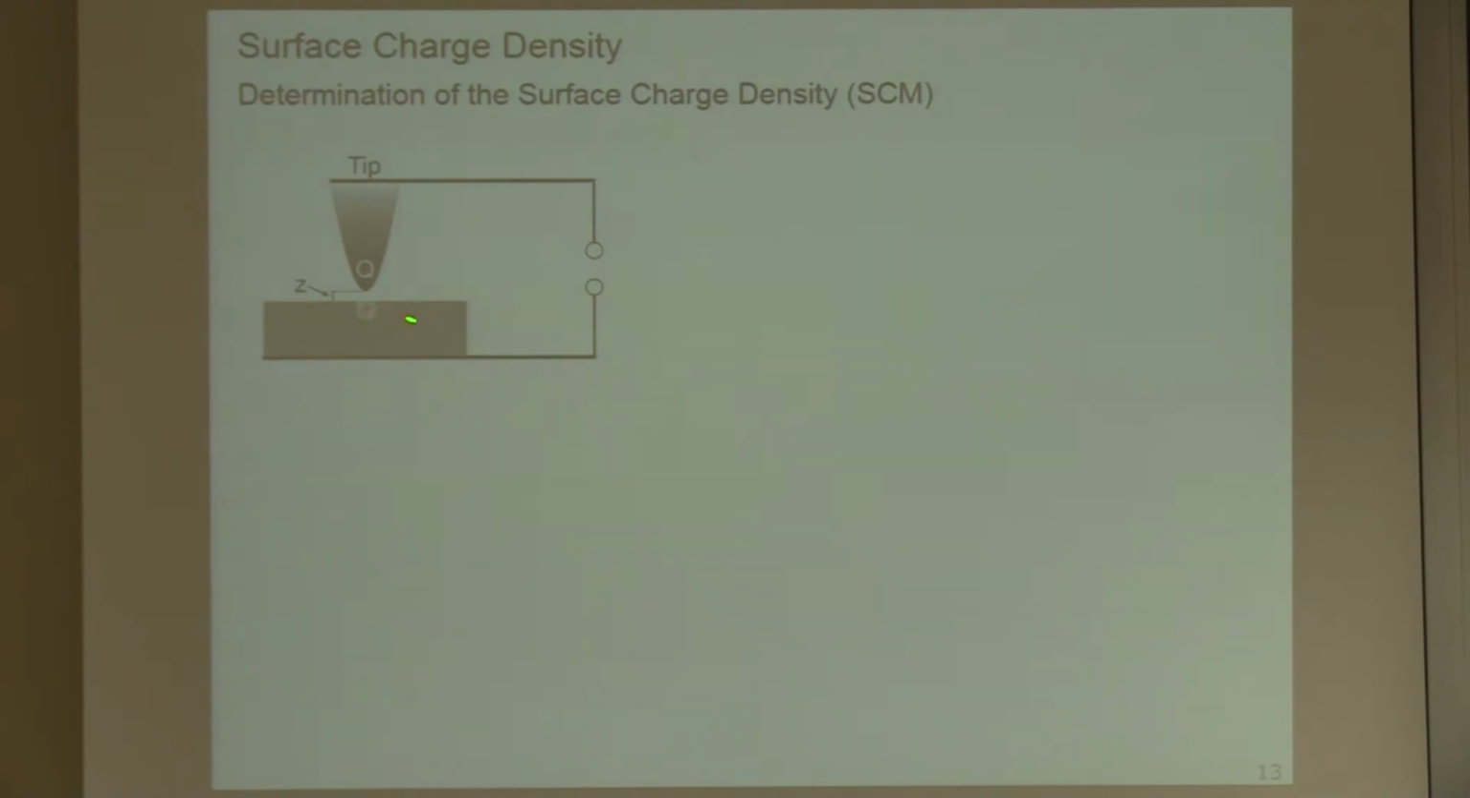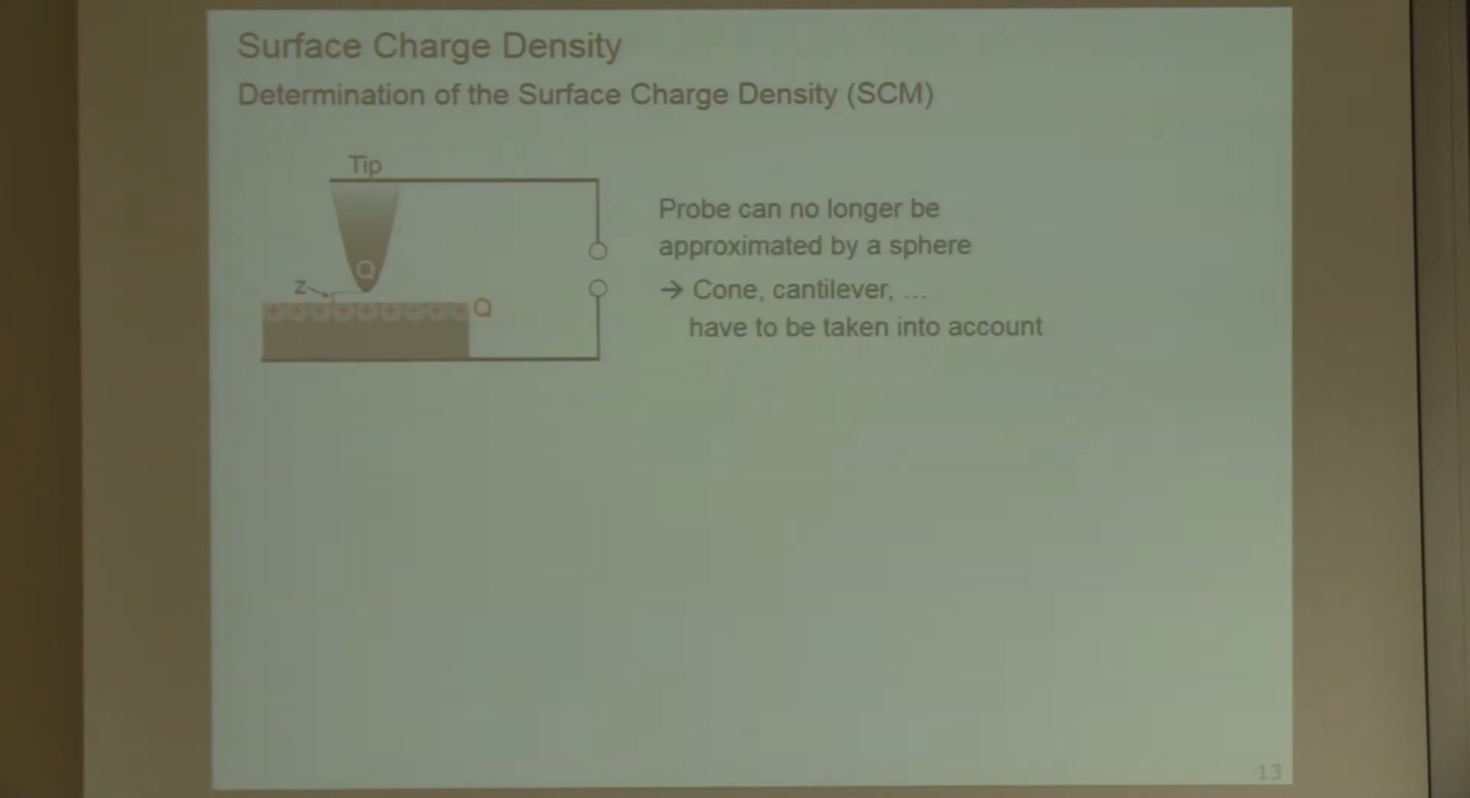If you have a single small charge here, and you have a charged tip, you can easily calculate the force. It's no problem at all. And you can assume that the tip is not charged and you have only the charge here and everything would be okay. However, for surface charge carrier density, the situation is quite different because you have the whole surface charged. And obviously, you also get the force between the cantilever and the cone of the tip with the surface charge density. So you can't model this system anymore.